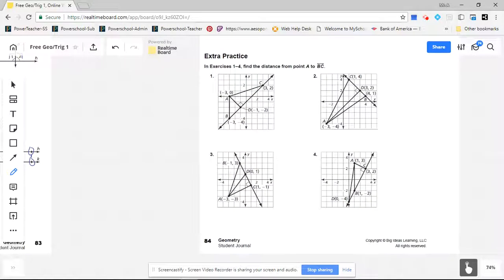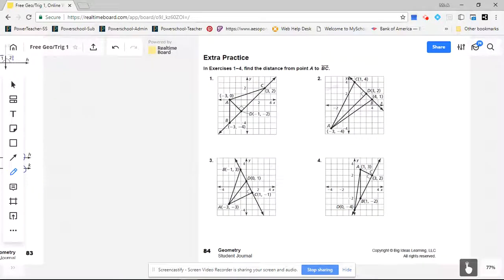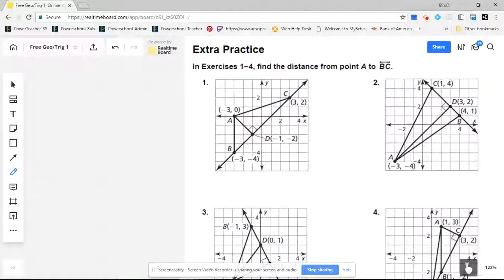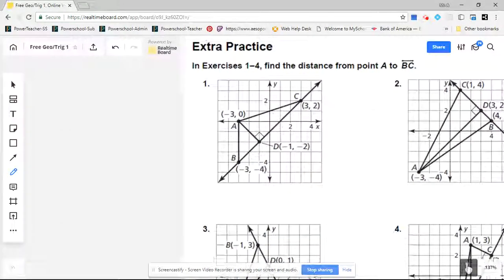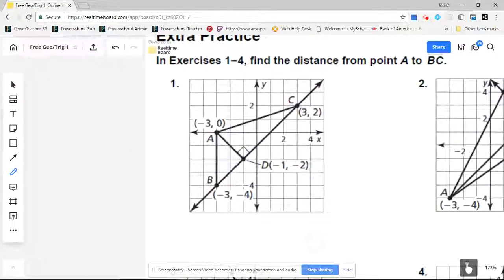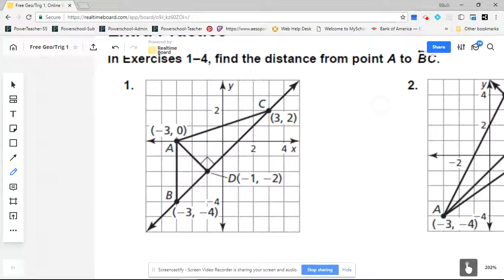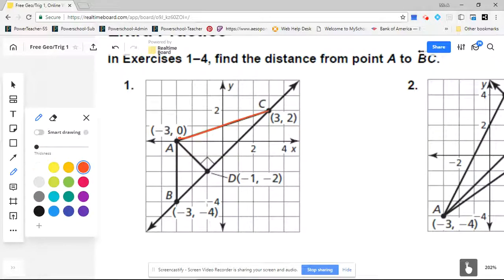Let's look at the extra practice. So like I said, there's going to be a couple on your homework that you're going to do. We're going to do numbers 1 and 3, but we will look at 2 and 4 just for a second. If you're looking at that one, do I need to measure the distance from A to C to get the distance from A to BC? Or how about A to D? Or how about A to B? Which one do you think will give me the distance from point A to the line?